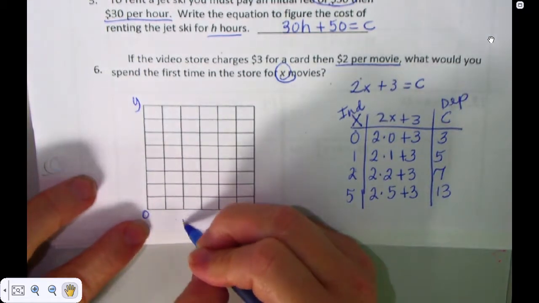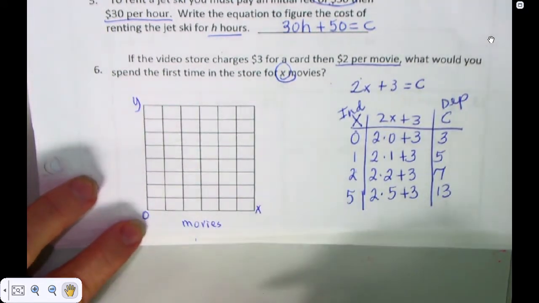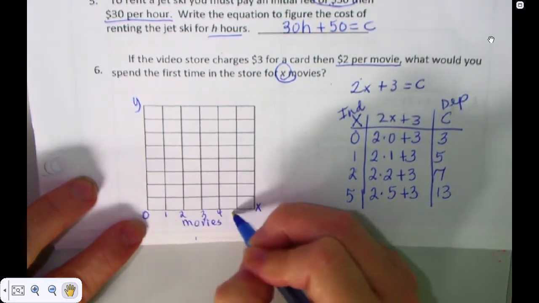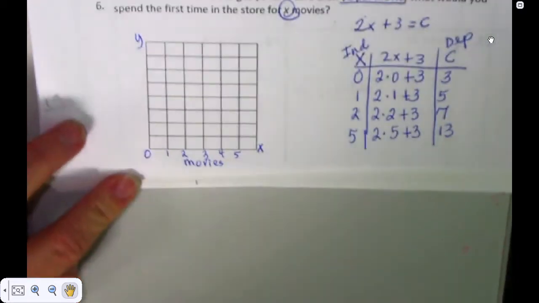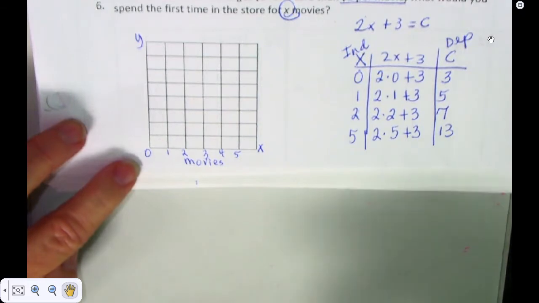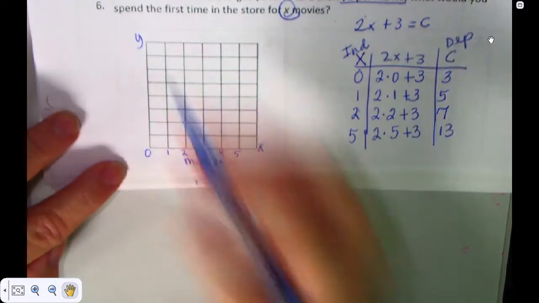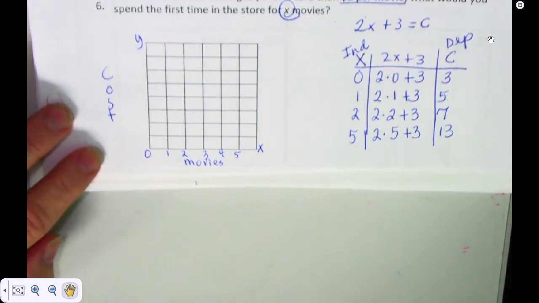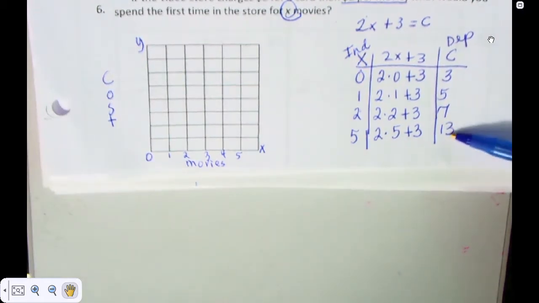I'm going to put the movies down here. Leave room for us to write the numbers in there. You have to write small. So we're going to do 1, 2, 3, 4, 5 movies. Our scale is going to be 1, going horizontally. Now we're going to put our cost on the vertical scale, the Y-axis. Okay, here's our cost, 3, 5, 7, 13.